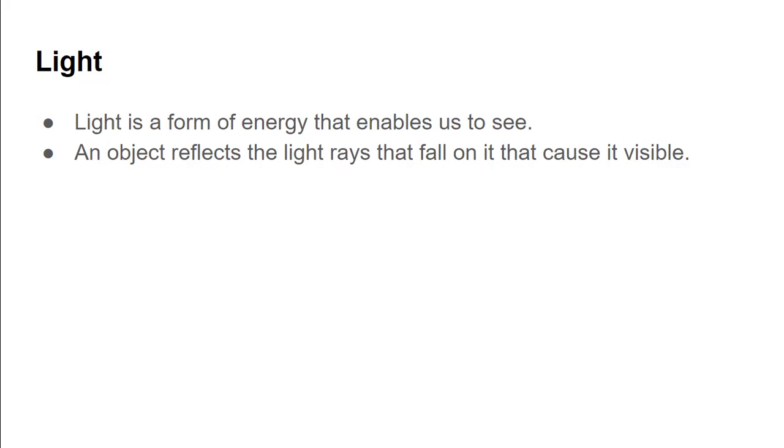How can we see the object? When the light rays fall on the object, the light rays will be reflected. When those reflected rays reach our eyes, that helps us to see the object.